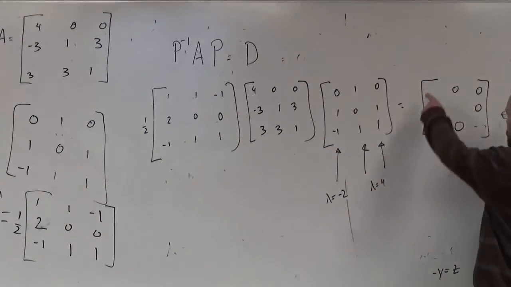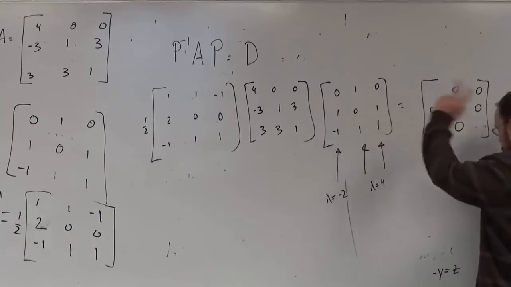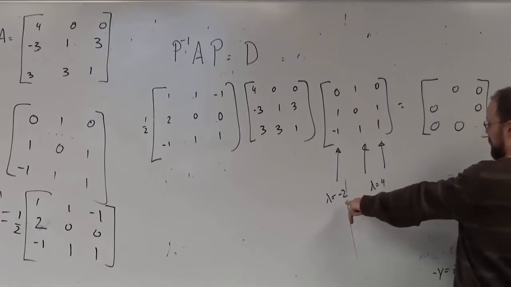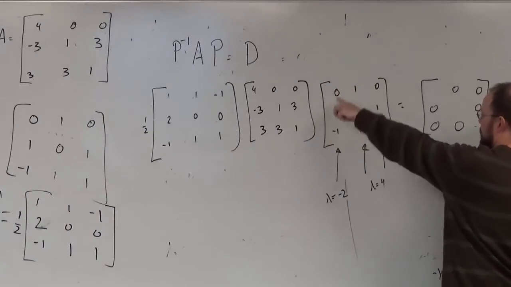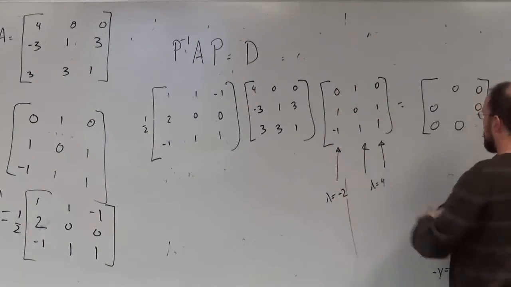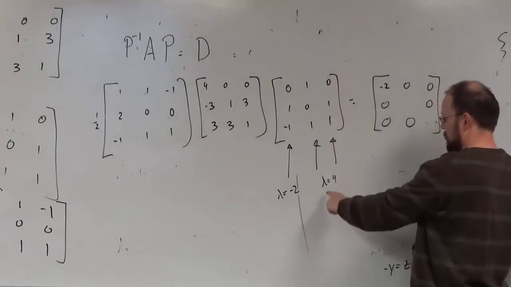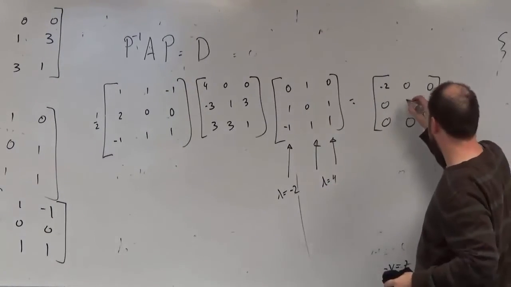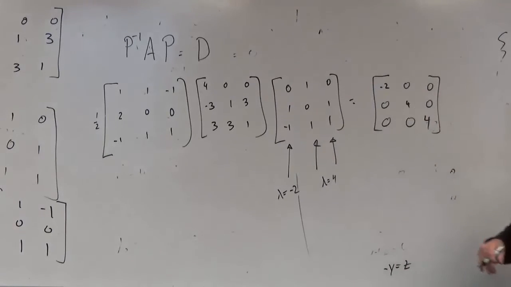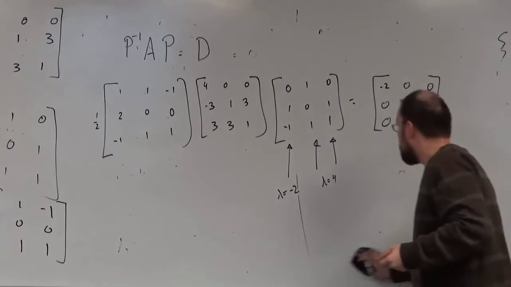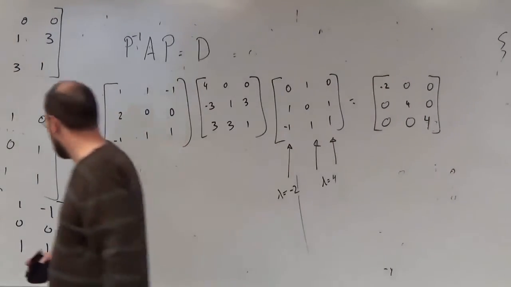So, the order of the eigenvalues here, of course, just multiply it out and check, but since this is the first column, we get -2 for the first diagonal entry. And these two columns are eigenvectors for lambda equals 4, so you get 4 and 4. It's that order. You have to keep that order correct. So now your matrix is diagonal.